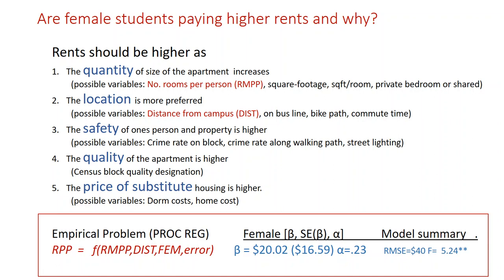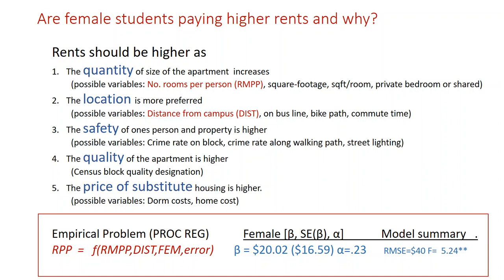Under safety, you can see we don't know. Is there street lighting? Is there crime? What's the crime rate of that block? And so forth. So there's a lot of things we don't know. Well, here's our problem. We run a hasty regression.